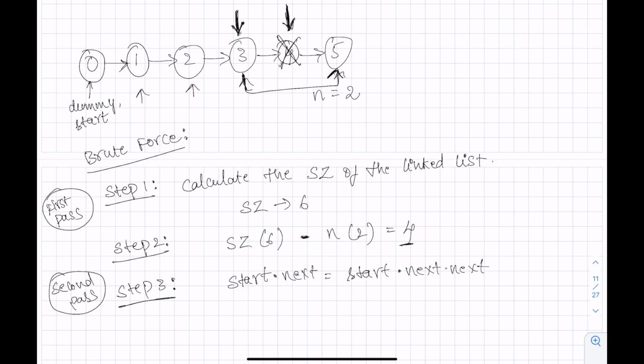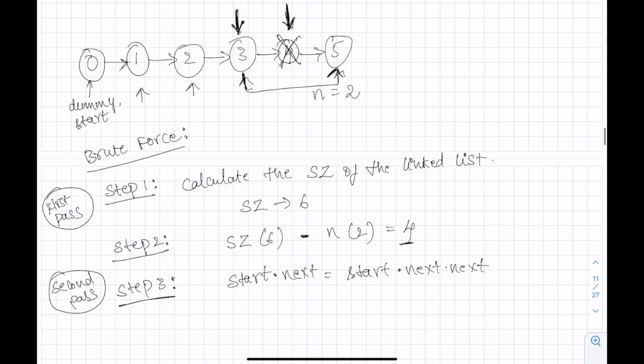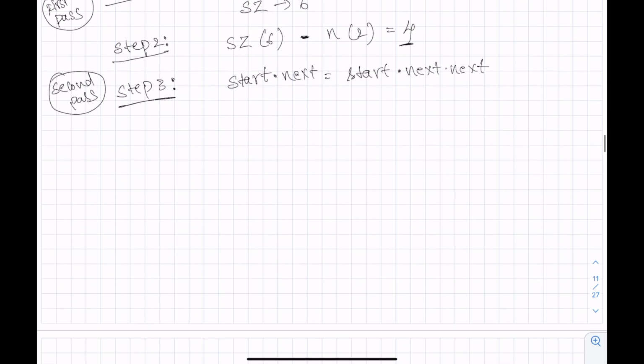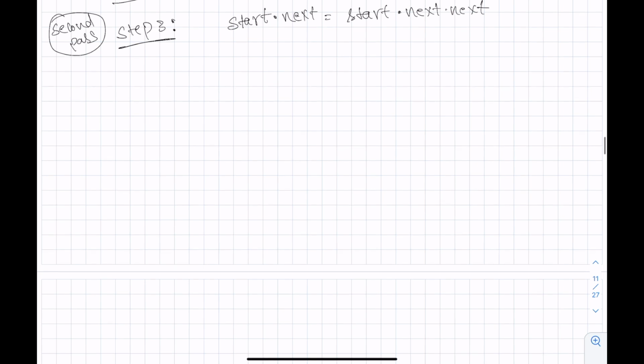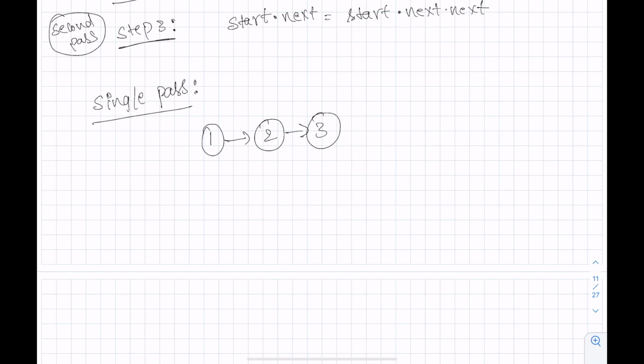So can we do better than this brute force solution? Yes, we can. Let's discuss the solution for this. Let's quickly draw the same linked list again. Single pass algorithm. 1, 2, 3, 4, 5. Again, we are going to create a dummy linked list node like before and point it to the head. And here our n is equal to 2, which is the node that needs to be removed from the linked list.